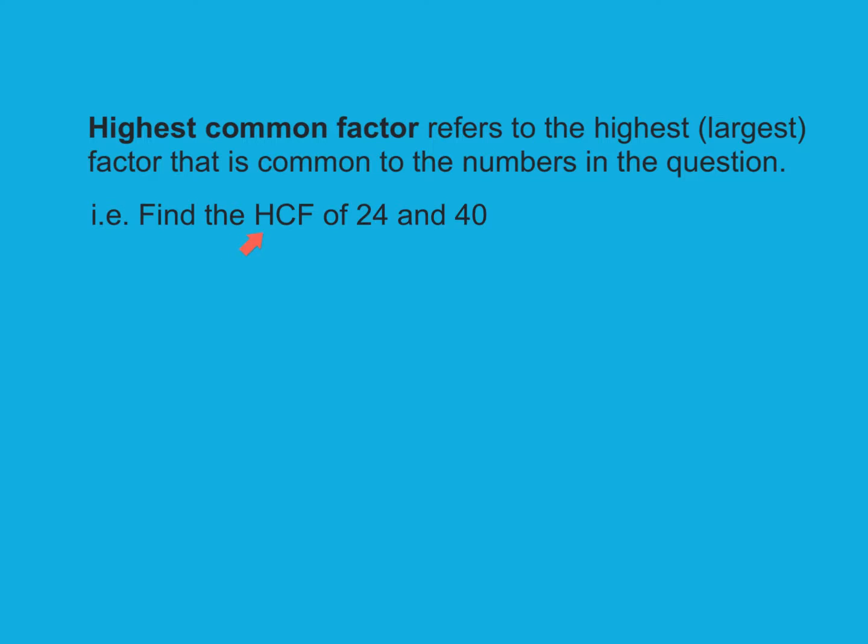So for example, if we wanted to find the highest common factor of 24 and 40, what do we need to do? If you're unsure on how to find a factor, please go back to video lesson 3.1 and do a little bit of revision. Alright, well, the factors for 24 equal 1, 2, 3, 4, 6, 8, 12, and 24. Alright, so those are all the factors for 24.